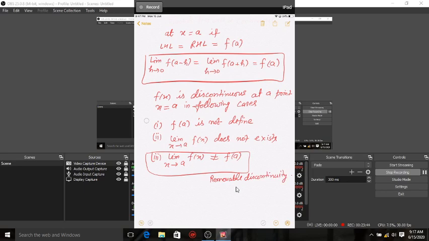So how to remove this discontinuity we shall study in higher classes, so it is not the syllabus of class 12, so we will not discuss here. So in class 12th we will say that if the limit x tends to a f(x) is not equal to f(a), then function is discontinuous. So in all these three conditions the function is discontinuous.